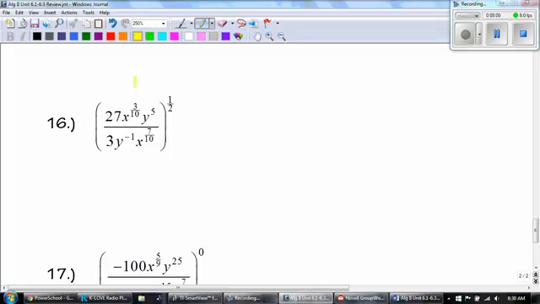So, remember, coefficients. Do those first. Move any negative exponents, and why don't you guys see if you can do this one on your own. Go ahead and pause the video, and good luck.